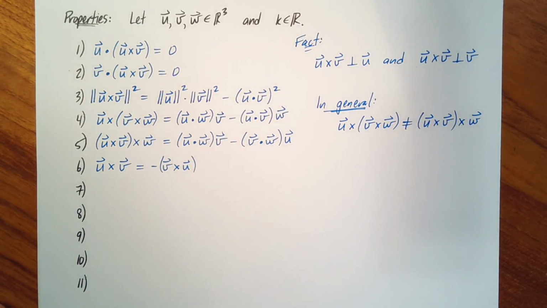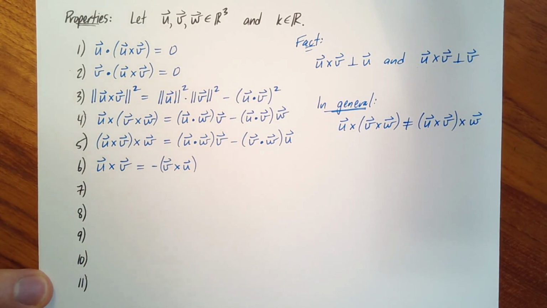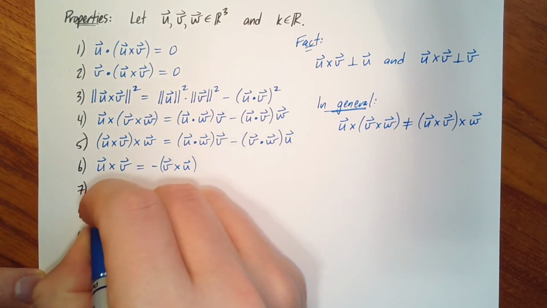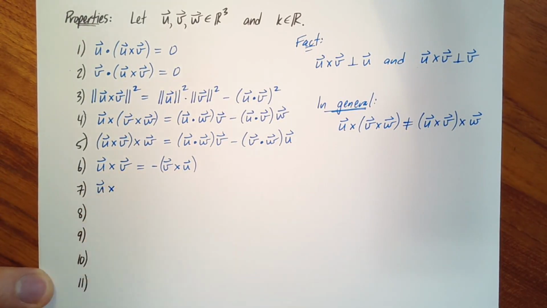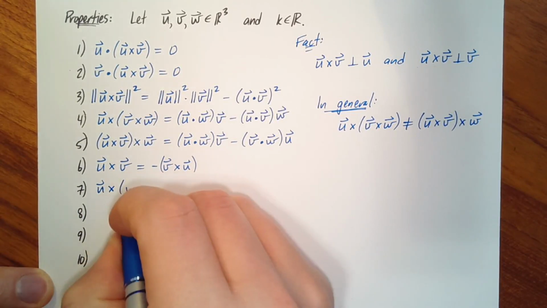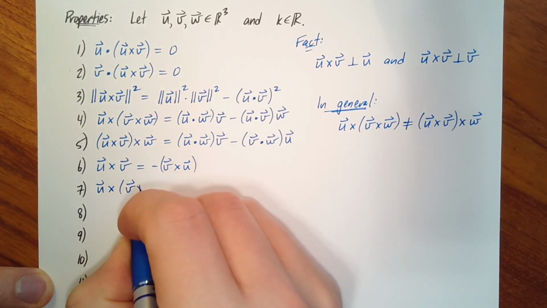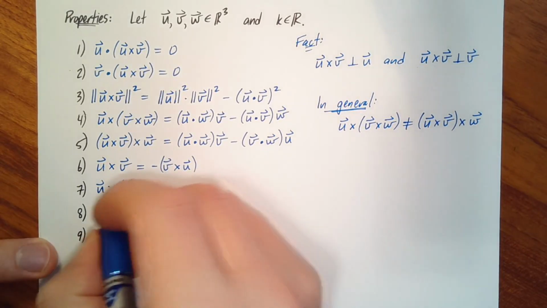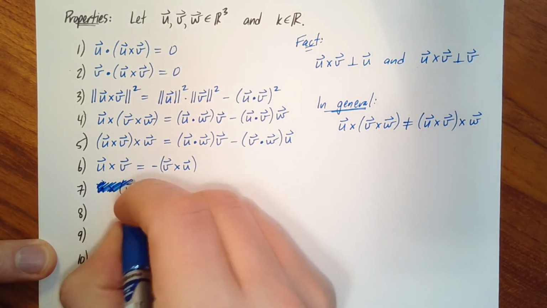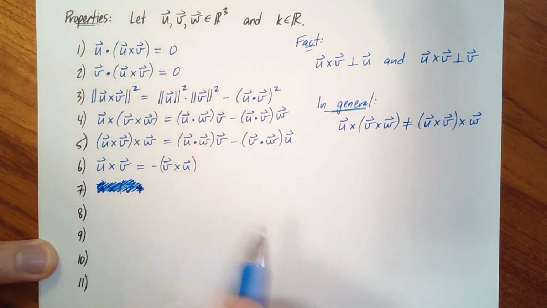But it is distributive, and that's what properties 7 and 8 are going to tell us. So here's what that means. If I take the cross product of u with the sum, I messed this up. I want to make sure it's clear, so I'm going to just start this over an inch to the right, so I don't end up writing over myself.